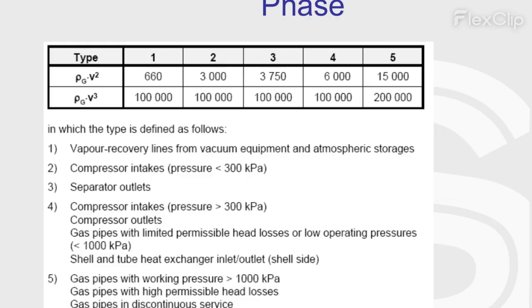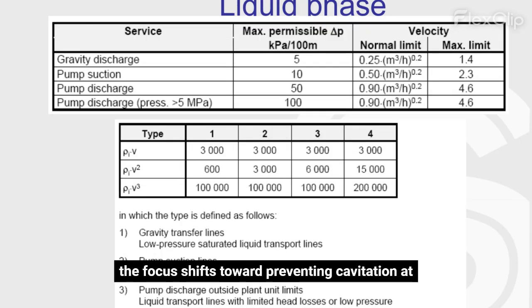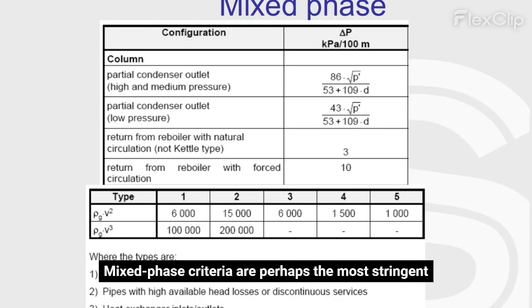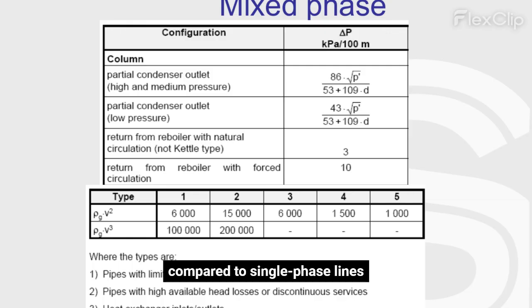For the liquid phase, the focus shifts toward preventing cavitation at the suction side and managing the pressure drop at the discharge side to optimize the pump's power consumption. Mixed phase criteria are perhaps the most stringent. Because these lines carry both gas and liquid, the risk of slugging and erosion is much higher, requiring a more conservative approach to sizing compared to single-phase lines.